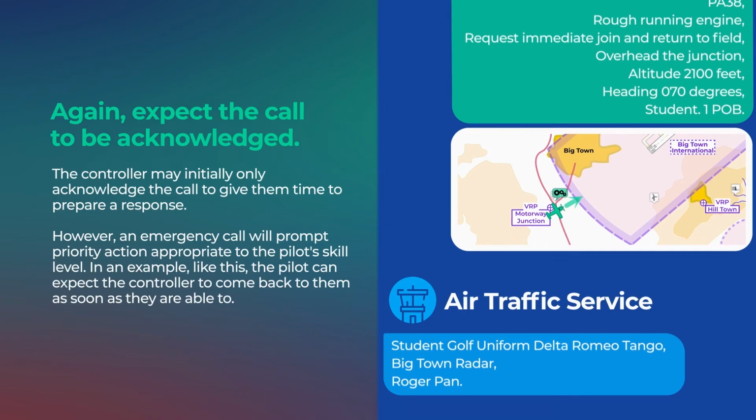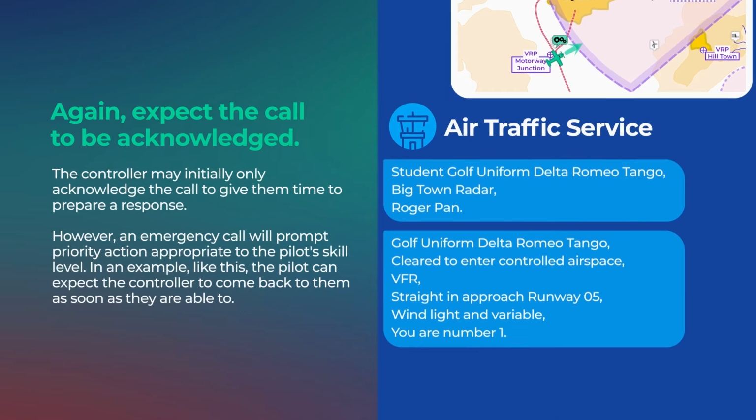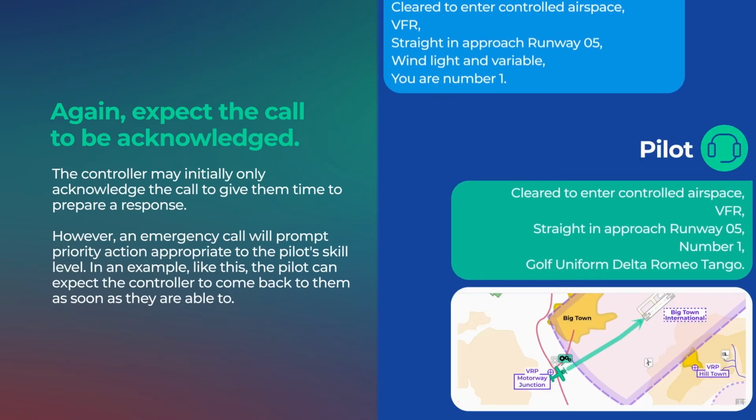Golf Uniform Delta Romeo Tango, cleared to enter controlled airspace, VFR. Straight in approach runway 05, wind light and variable, you are number 1. Cleared to enter controlled airspace, VFR, straight in approach runway 05, number 1, Golf Uniform Delta Romeo Tango.